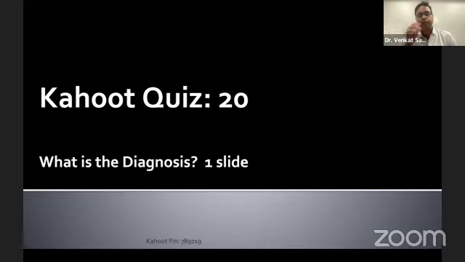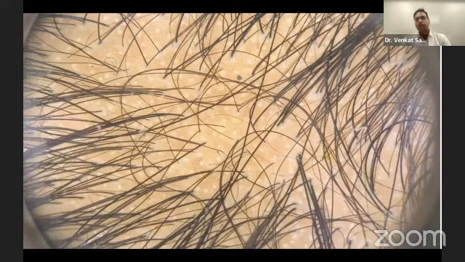Okay, so this brings us on to the last slide. What is the diagnosis? You've got one slide, and that's your picture. I'll give you 10 seconds to look at it. We've got a couple more explanation slides after this, but this is the last in the quiz section. So please look at the slide, see what you're seeing.